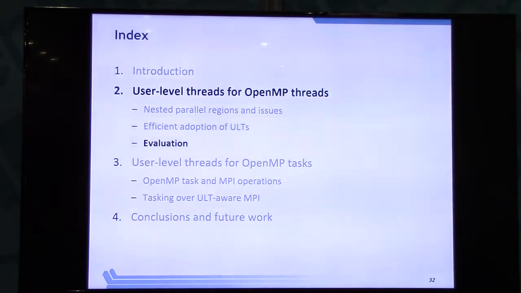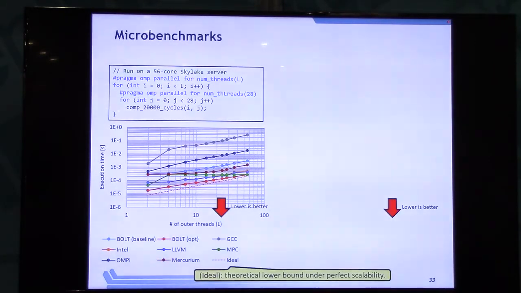Okay, evaluation. We have 2 microbenchmarks. Both of them require nested parallelism. The left case is balanced but has insufficient parallelism. The inner loop only has 28 iterations, and the outer loop only has n iterations, where n is very small, while the server has 56 cores. So to use all cores, we need to parallelize both the inner and outer parallel regions.